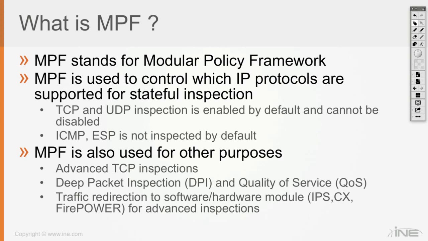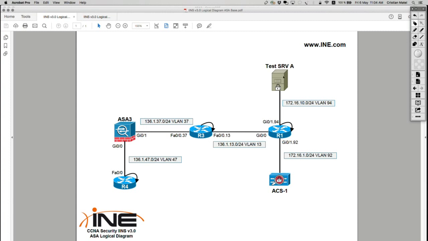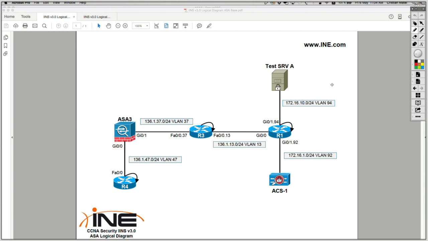And deep packet inspection would mean, for example, if looking at a diagram, let's say you would have HTTP traffic in this direction from router 1 to router 4. Of course, to begin with, the flow has to be allowed by the ASA's security level functionality or ACL functionality. So MPF is not used to allow traffic back and forth to the ASA. It's used to perform advanced inspections or to also statefully inspect other protocols passing through the ASA.